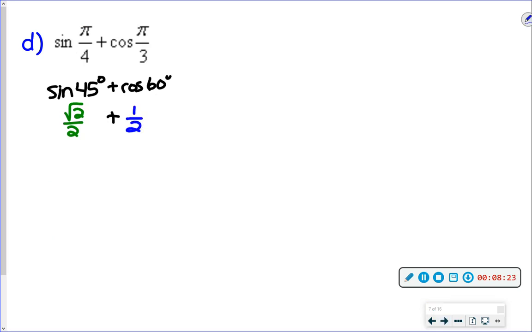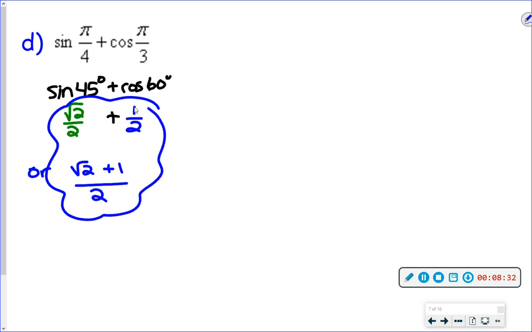Again, I can't combine them. They're not like terms. You could leave it just like that, or since we have a common denominator, you could put it all over 2. Either one. Notice it is not the same answer as the previous problem. All right, so a little fraction work, a lot of fraction work coming at you.